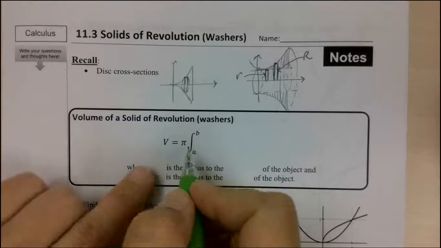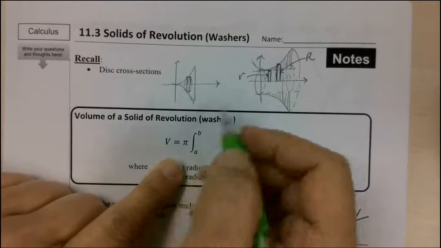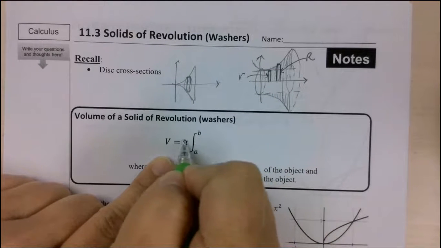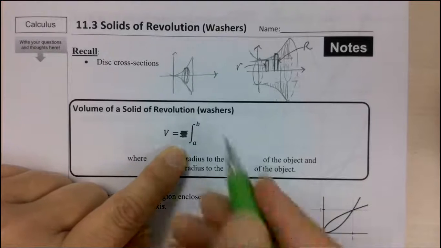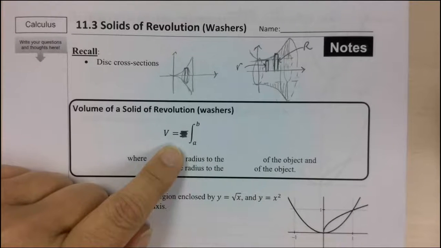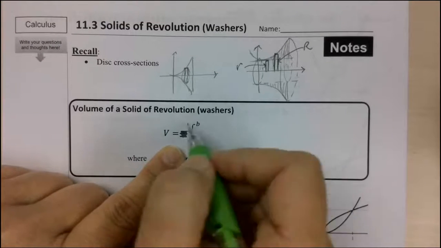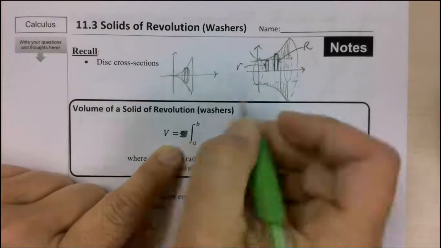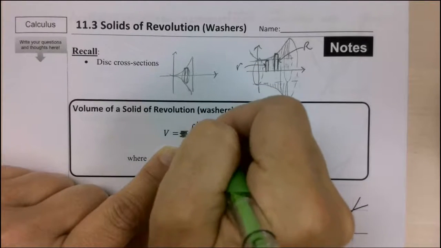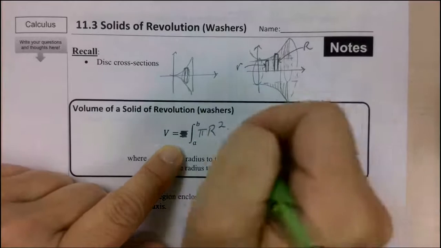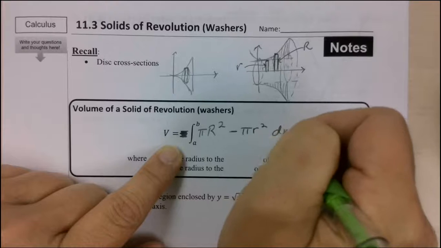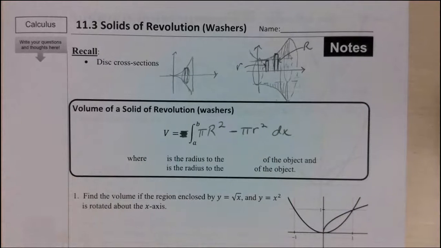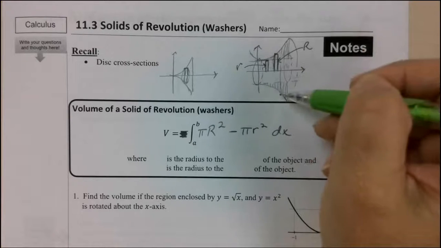And so our volume formula is going to be pi. And you know what? I'm going to scratch this out. I really prefer to put the pi on the inside. I think when we stick it outside, we forget it, and I don't want to see that. If you want to put your pi on the outside, that's fine, but I'm going to scratch it out. Pi big R squared minus pi little r squared dx.